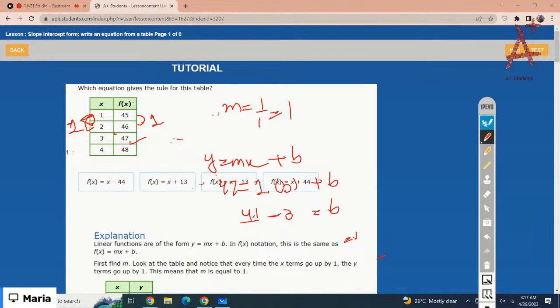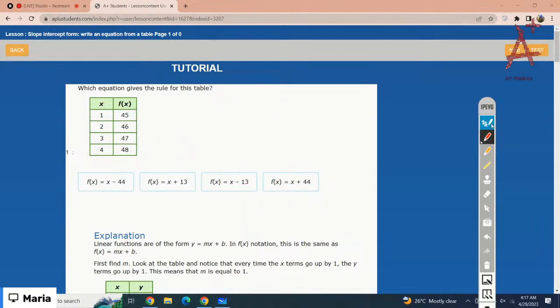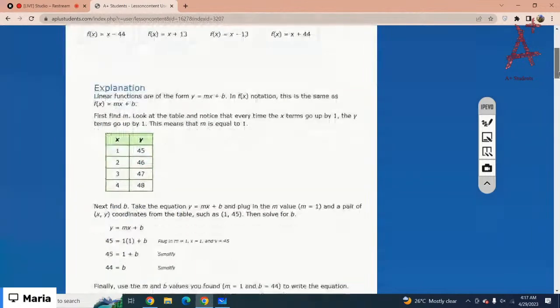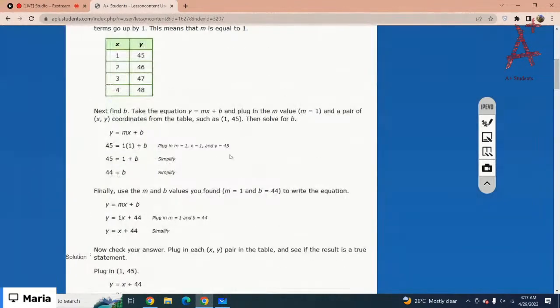but you need to add. Let me just see. It would be 44. Oh, 47 it is. I selected the wrong one.